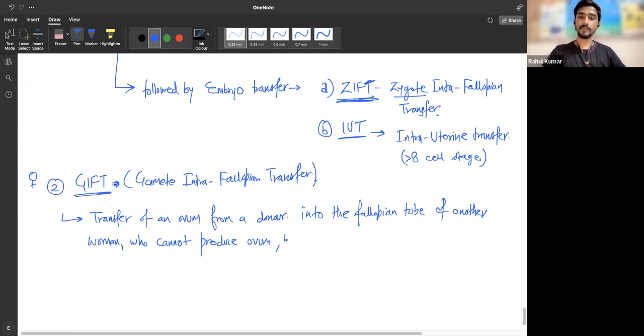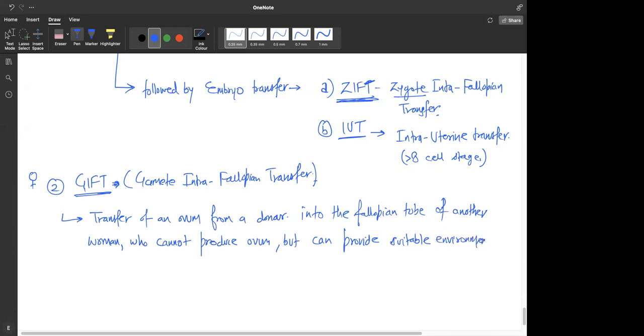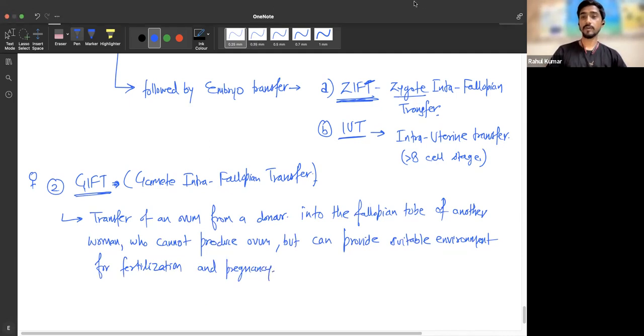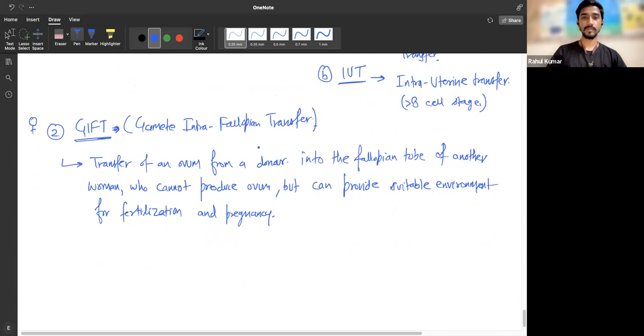but can provide. So this is where your answer was wrong. But can provide suitable environment for fertilization and pregnancy. The one which you are talking about is surrogacy.